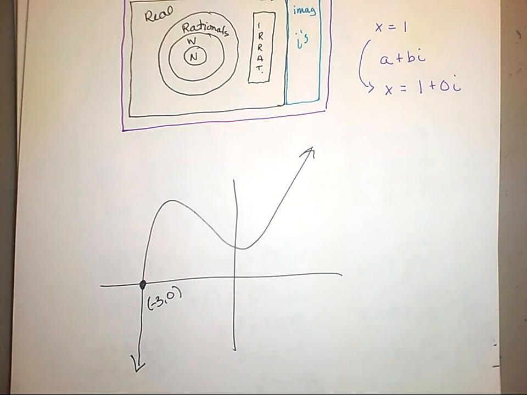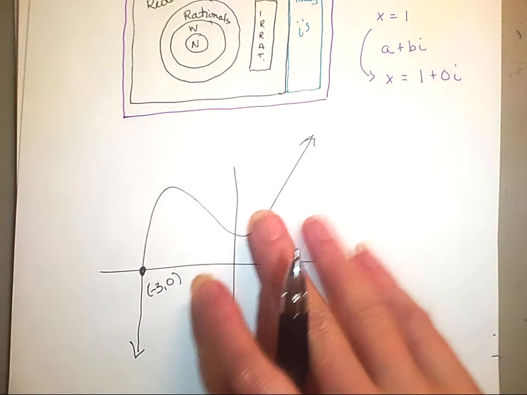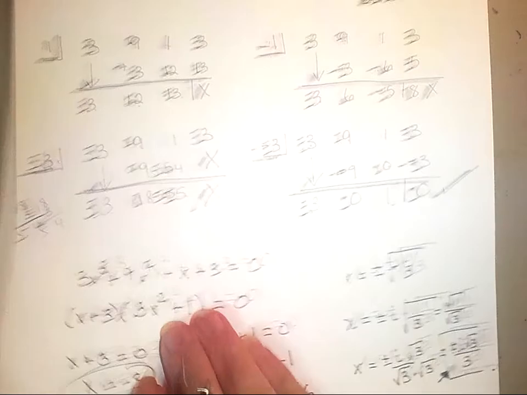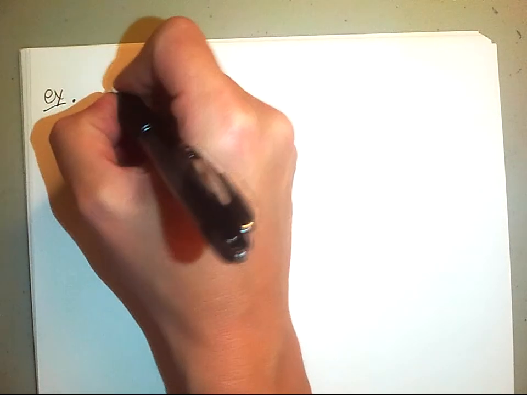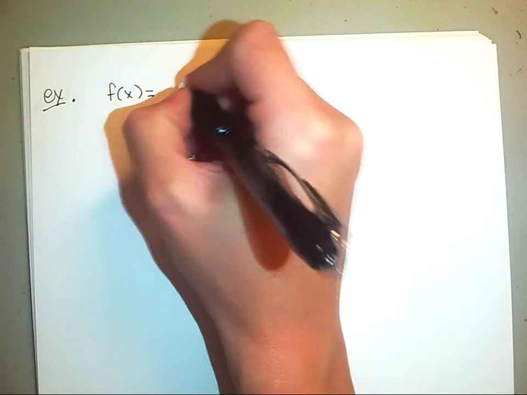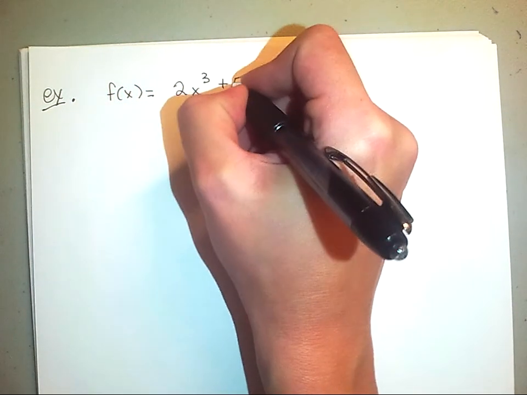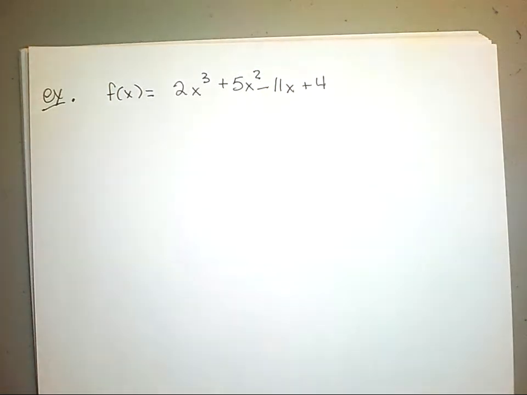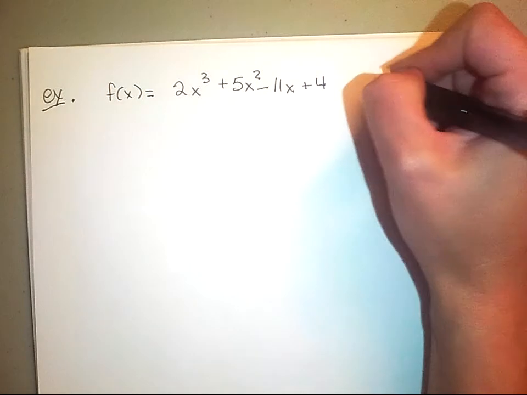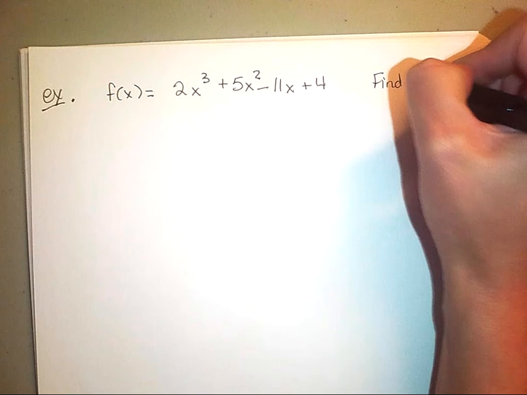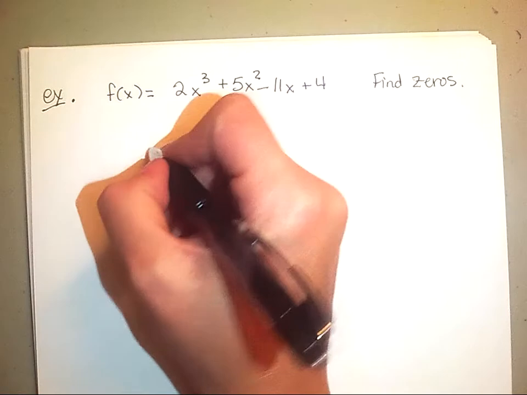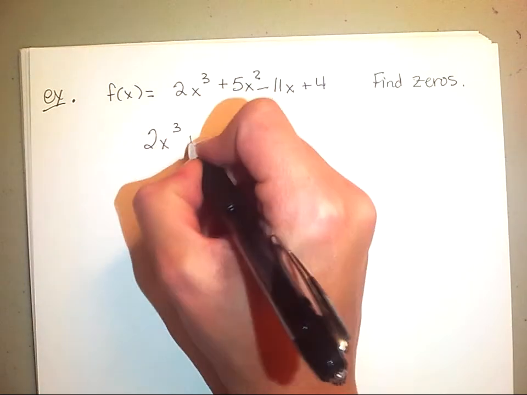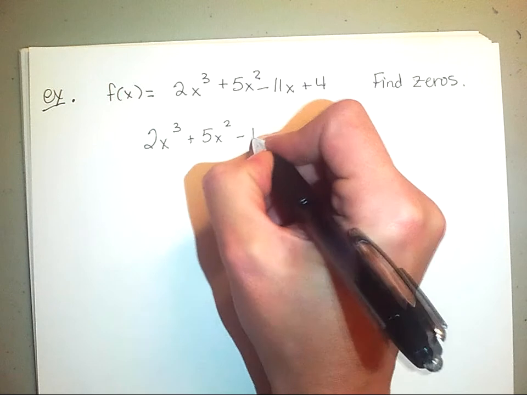Okay, let's do another one. f of x is equal to 2x cubed plus 5x squared minus 11x plus 4. Okay, we want to find the zeros. So that means we're solving 2x cubed plus 5x squared minus 11x plus 4 is equal to 0.